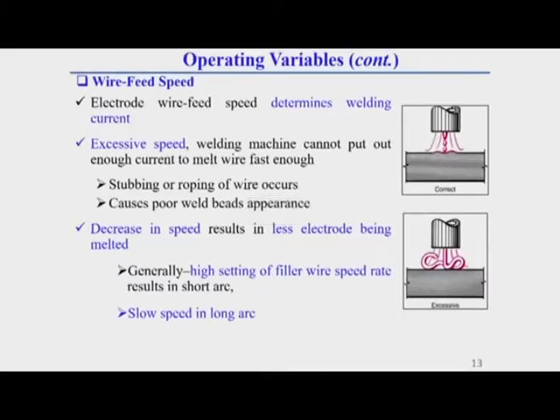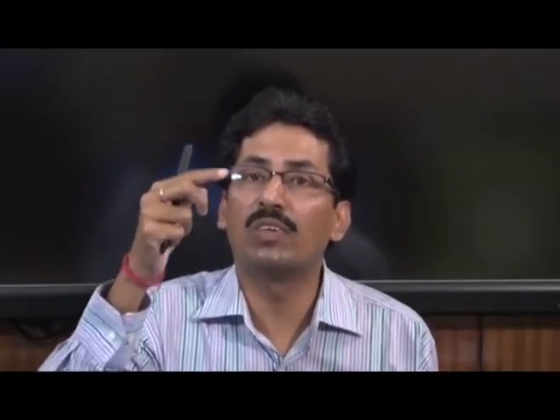Now, another operating variable is called wire feed rate. Wire feed rate means the speed at which the electrode wire, or you can say filler wire, is being fed. That means the length fed by the wire feeding mechanism per unit time, how much wire is coming out per unit time. If the wire feed rate is very high, one type of thing will happen. If the wire feed rate is less, another thing will happen. So this wire feed rate has a significant effect.